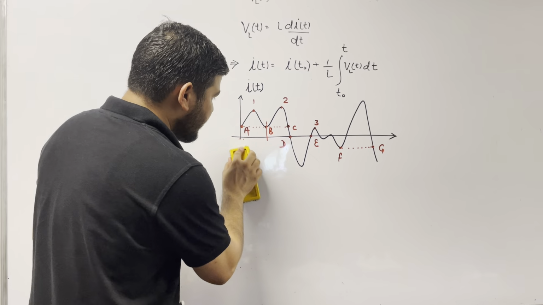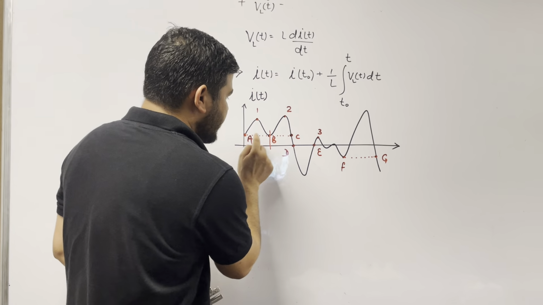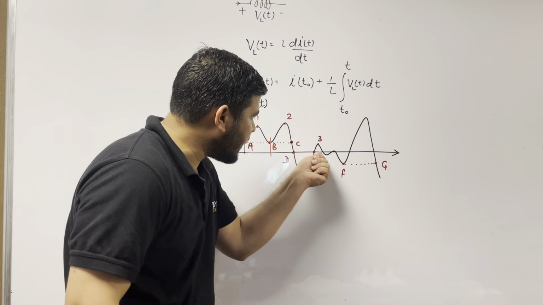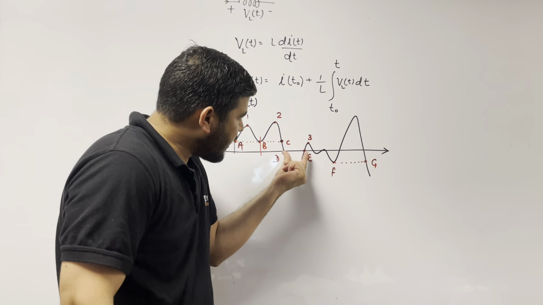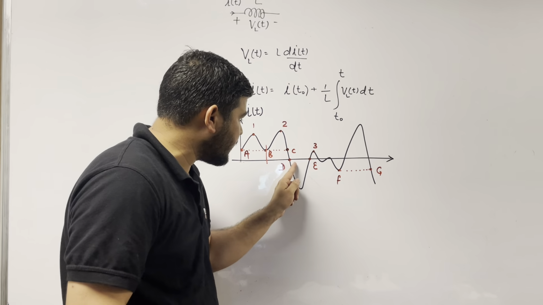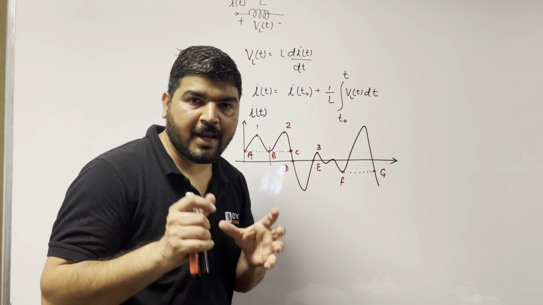Similarly, it's not about A and B only, it's about B and C or A and C. Similarly, you can see that D and E are at the same level. So if you draw the voltage waveform and calculate the area of the voltage wave from D to E, it will give you 0. So remember this point. This is a very interesting trick.